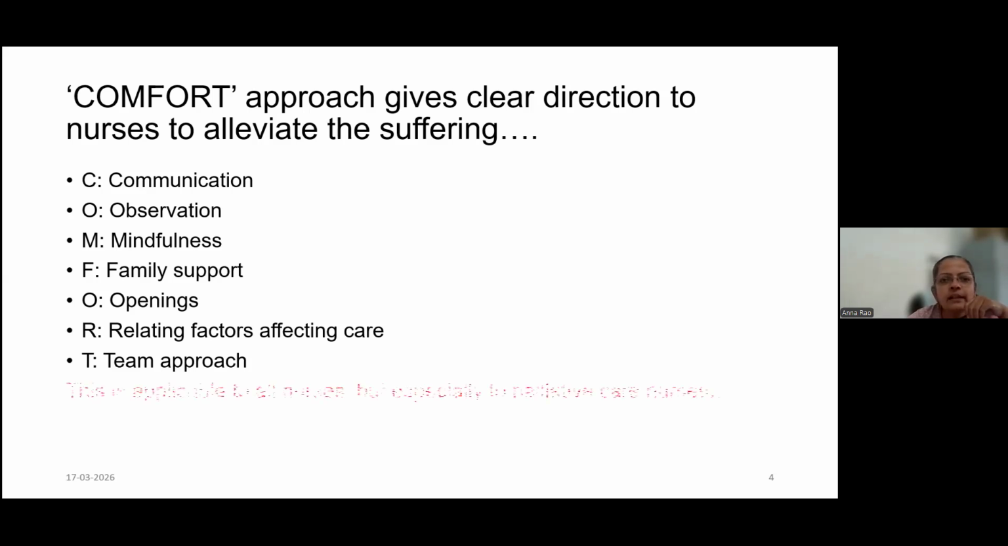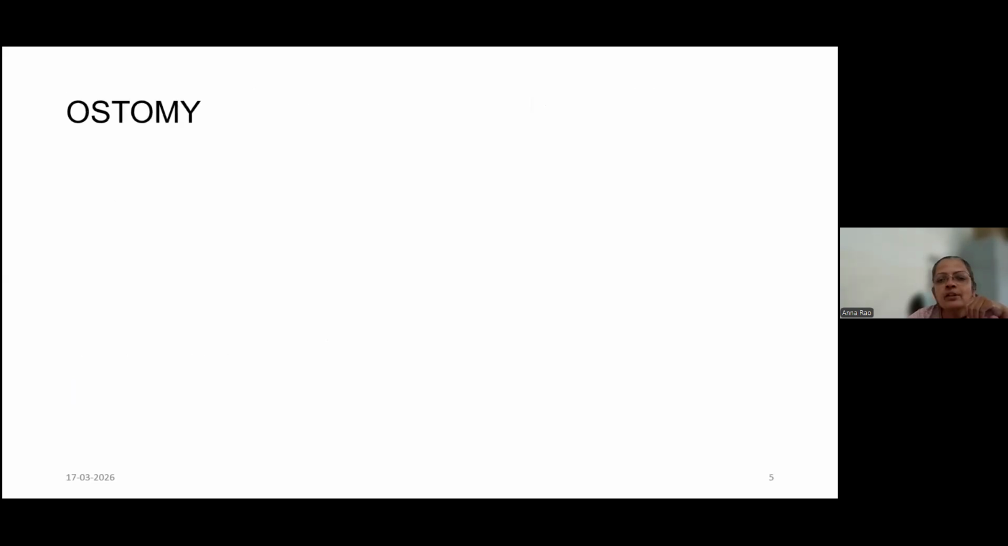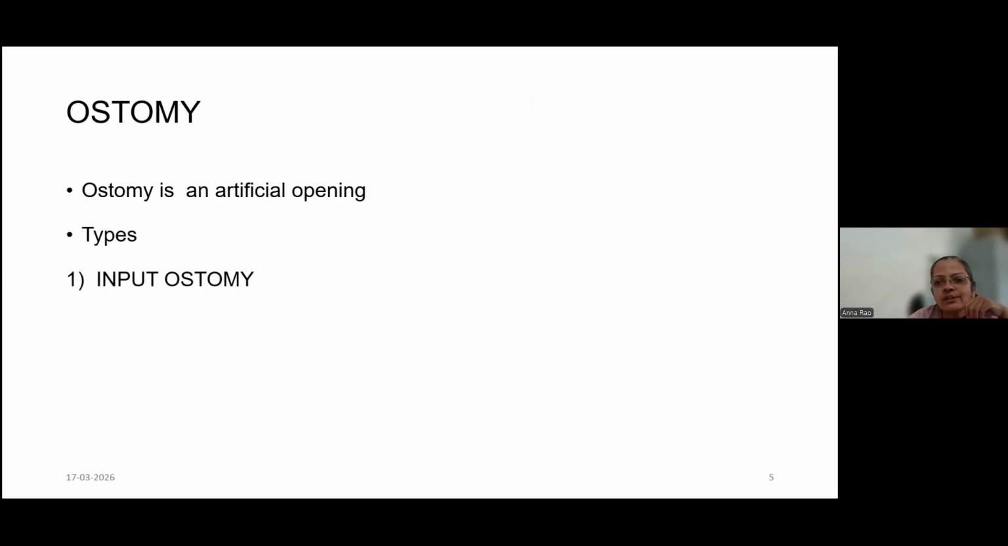Okay, so let us move further. What is ostomy? By definition, it is any artificial opening that is made into the body. What are the types? Basically, there are two types. One is input ostomy and another one is output ostomy.